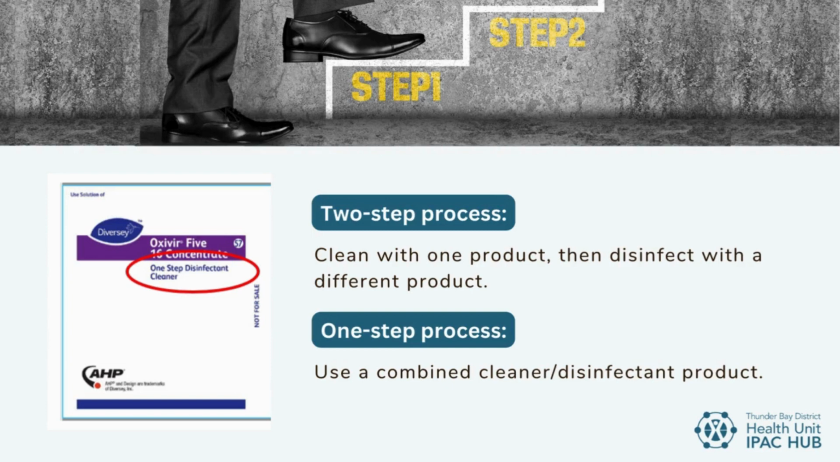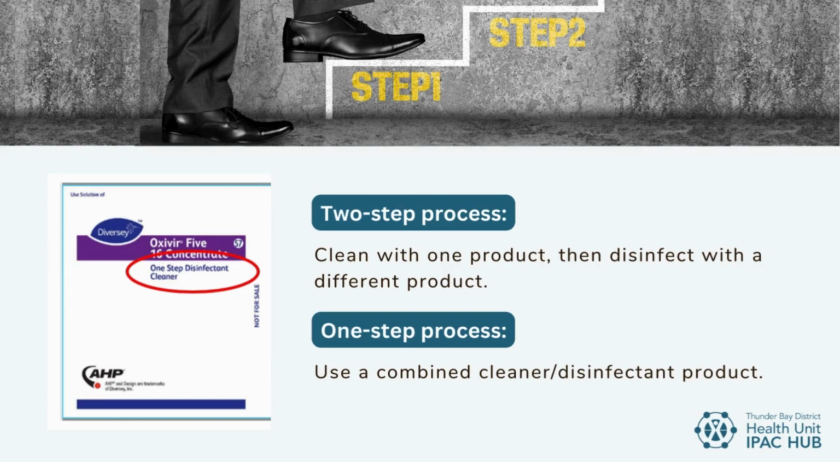Now, let's go a little deeper into what cleaning and disinfectant products are, their properties, and disinfectants versus one-step combination cleaner and disinfectants. As we know, there are different methods for environmental cleaning and disinfection. A variety of products can be used. The process and products used for cleaning and disinfection must be compatible with whichever surfaces and/or equipment they are used on.